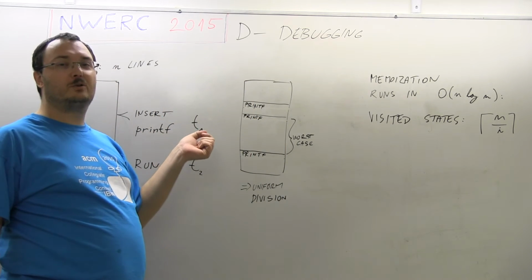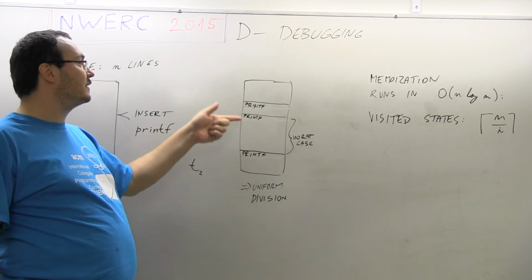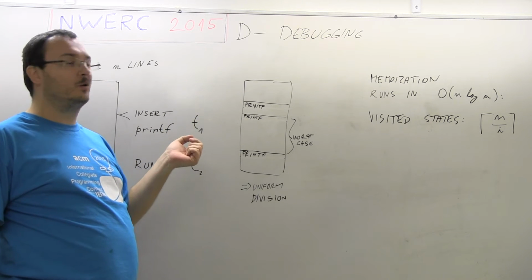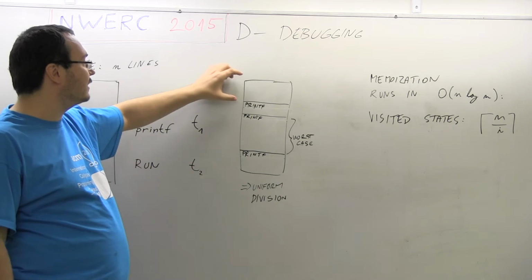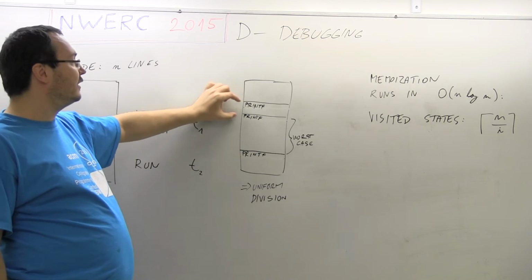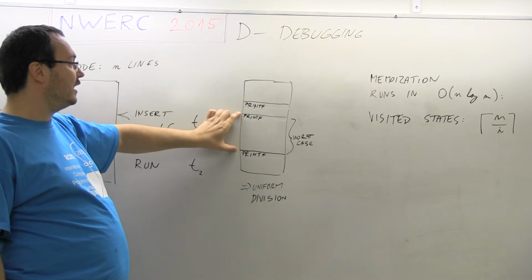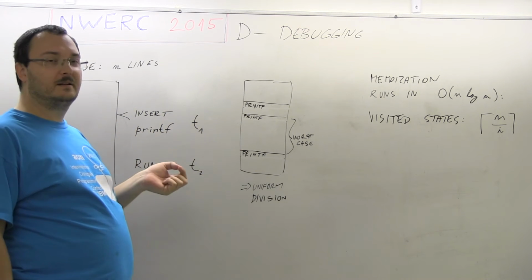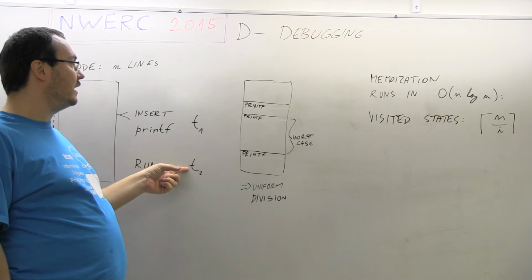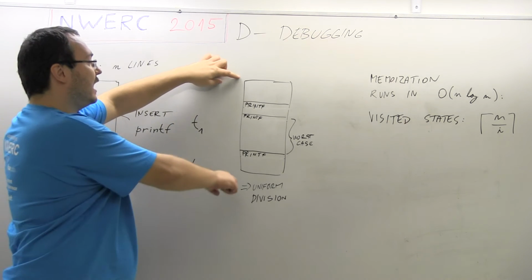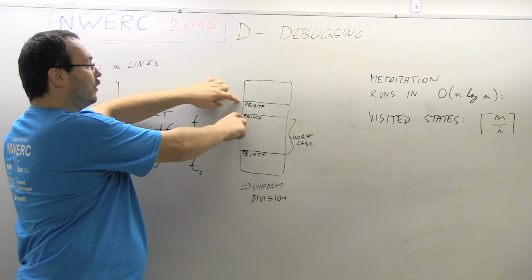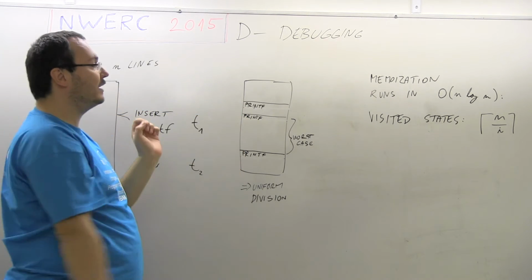So suppose we are going to add exactly 3 printf statements and then run the code. So what can happen? We can get one of 4 different results. We can discover that the bug is here, the bug is there, the bug is here, or the bug is there. We still have the same constants t1 and t2. The only thing that matters is, again, we reduce the number of lines from n to this one, or this one, or this one, or this one.